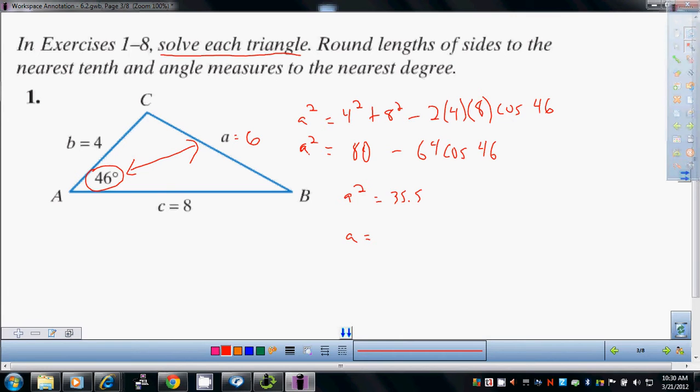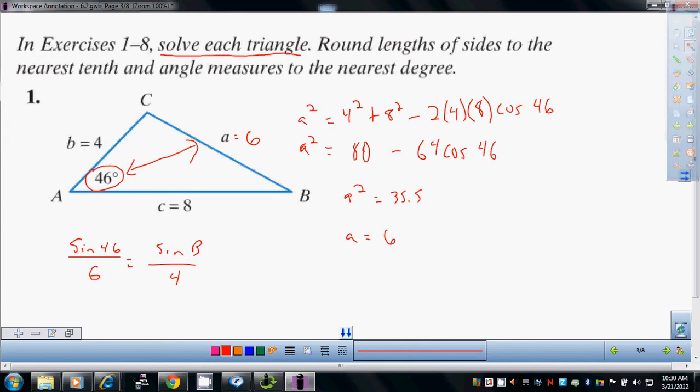So now we just need to find B. That's what we do to finish this problem. So to finish this up, we would do sine 46 over 6 equals sine of B over 4. Somebody find B for me.